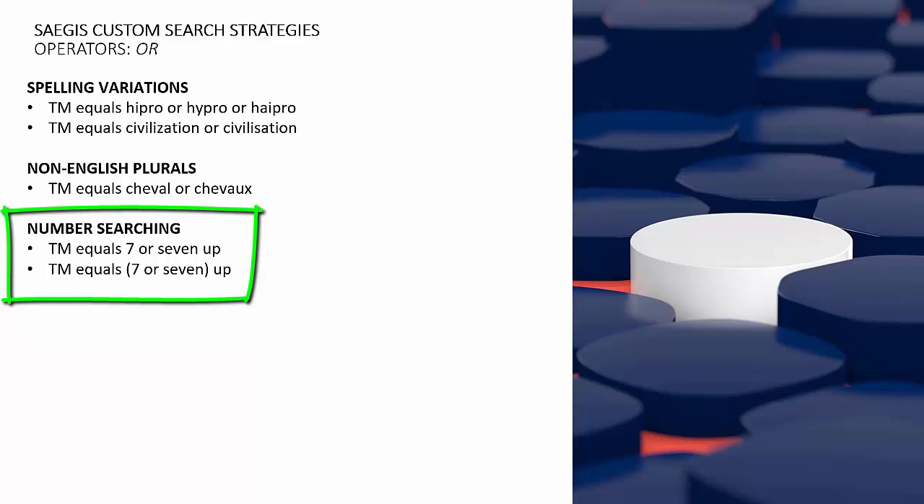both the number and the word of the same meaning in a single query. So for 7-Up, you would search for 7 or Seven-Up. This way, you will catch both possible spellings of the trademark in one go.